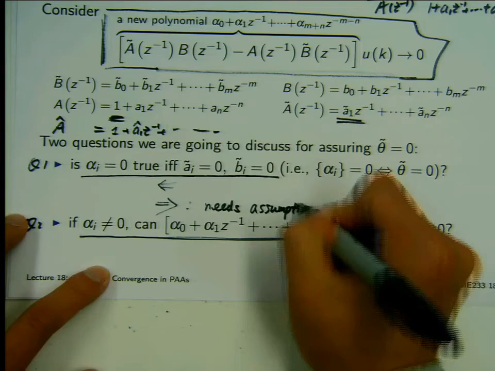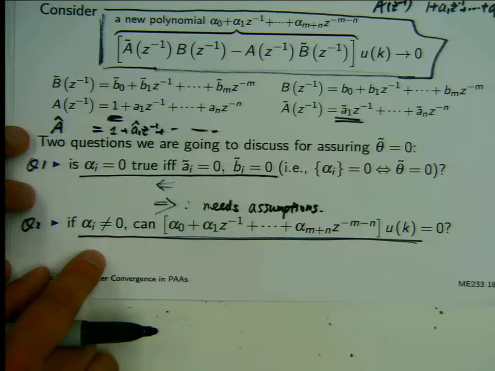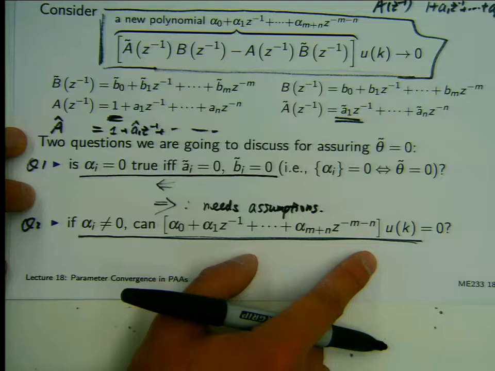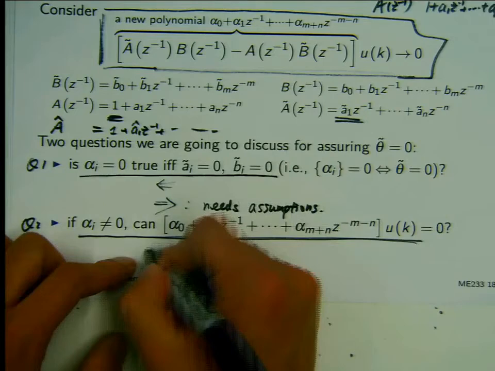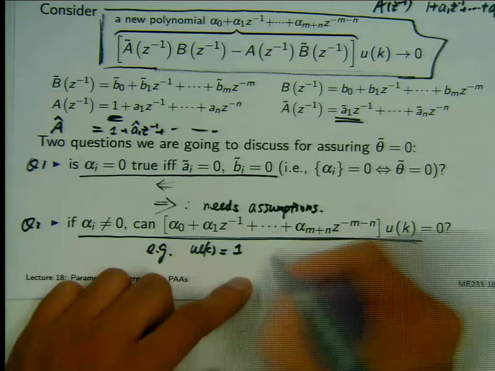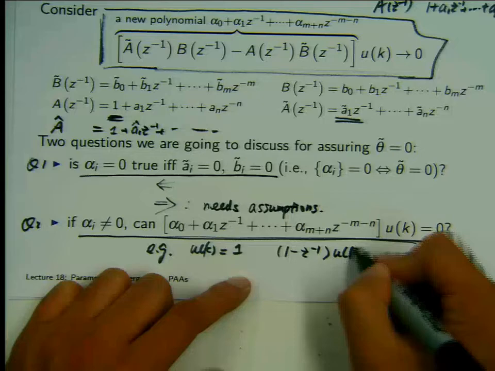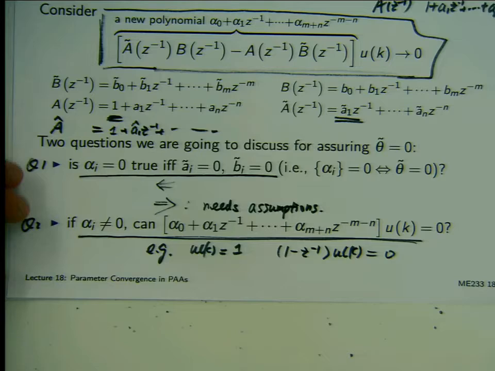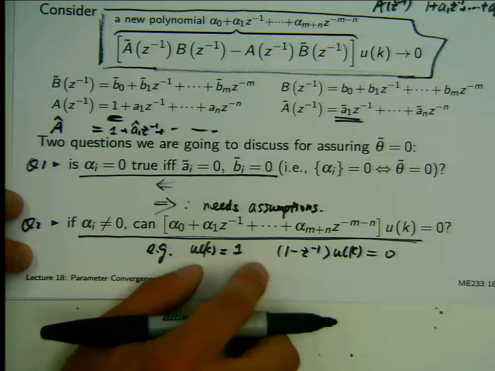What about question two? If alpha I is not zero, can we still guarantee this guy to be zero? For example, if UK is one, then I'm going to have one minus z to the negative one, and the result is going to be zero, right? You see this is what we have seen previously. This is the internal model principle.